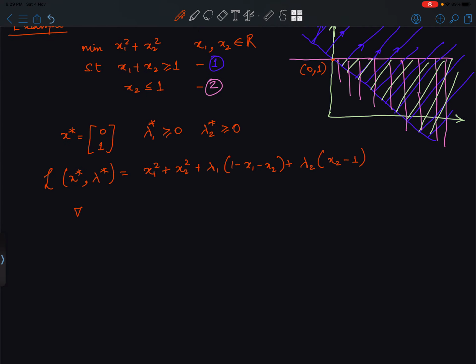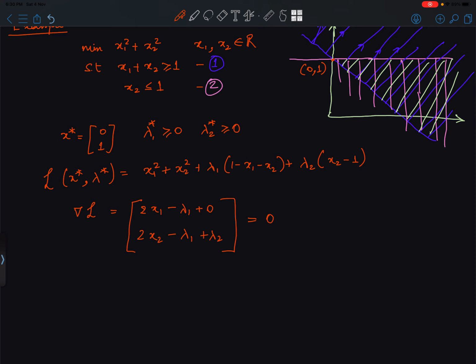Let us take the gradient of this Lagrangian. First I have to do the partial derivative with respect to x1 for the first row. So it becomes twice of x1 minus lambda 1 plus 0, because I don't have any coefficient of x1 in the second constraint. Then I have 2 of x2 minus lambda 1 plus lambda 2, and this is equal to 0.